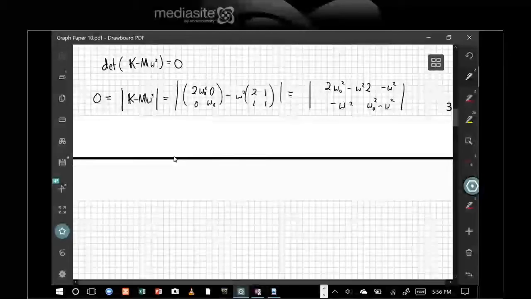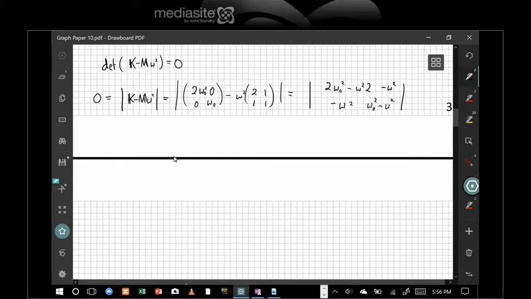If I just multiply that out, I'm going to get an equation that looks like the quantity 2 omega naught squared minus 2 omega squared times the quantity omega naught squared minus omega squared, plus omega squared. Now I get effectively a quartic equation. If you multiply all that through, you get omega to the 4 minus omega squared omega naught squared plus 2 omega naught squared equals 0.